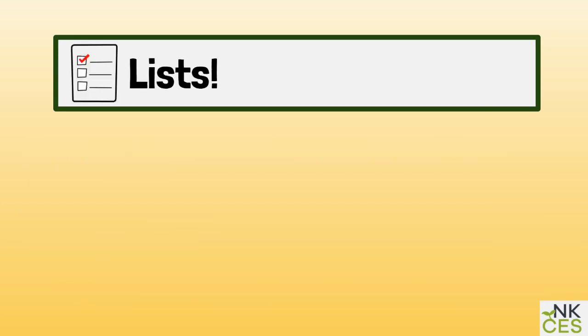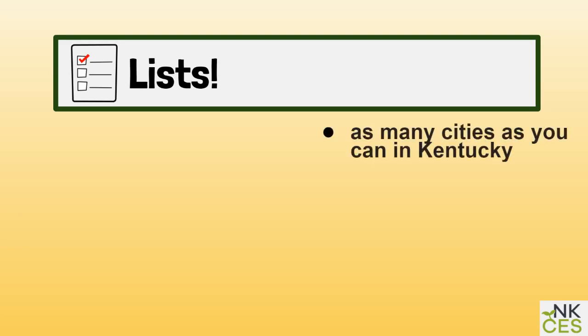Another fun and brain-stretching way to fill those extra minutes is by making lists. So you present a topic, and the students have to come up with as many things as they can think of on that topic. For example, you could say, let's list as many cities as we can think of in the state of Kentucky, or whatever state you live in or are working in.